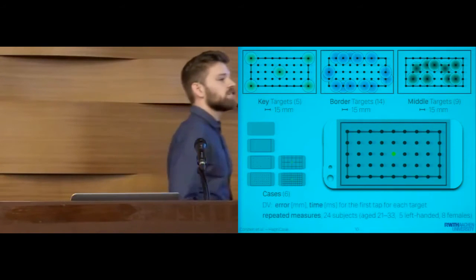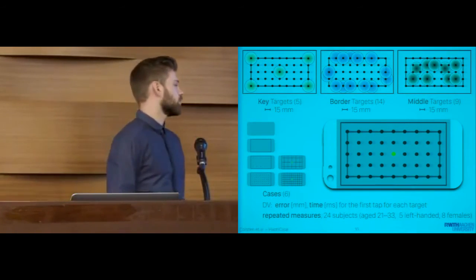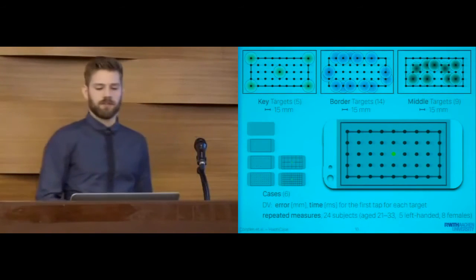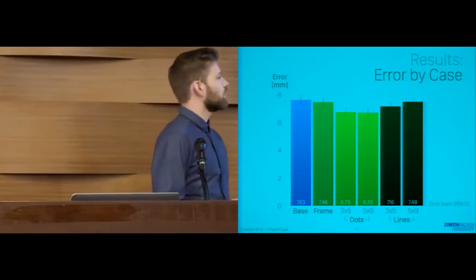We measured the error, which is basically the offset from the user's touch to the target that is shown on the screen, and the time that the users needed to perform the touches. So let's have a look at the results. First of all, error by case.